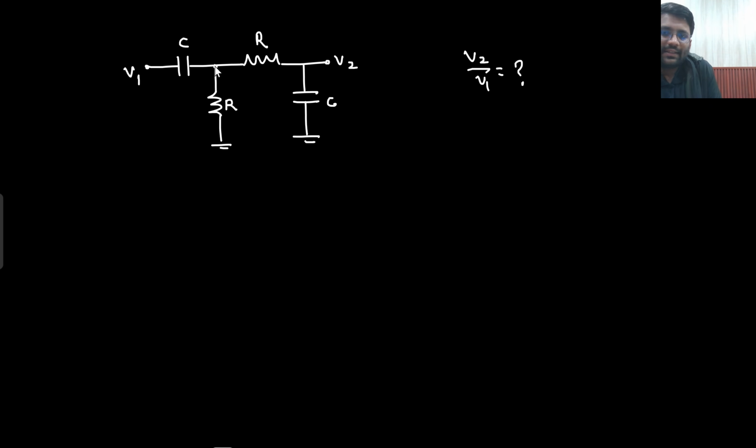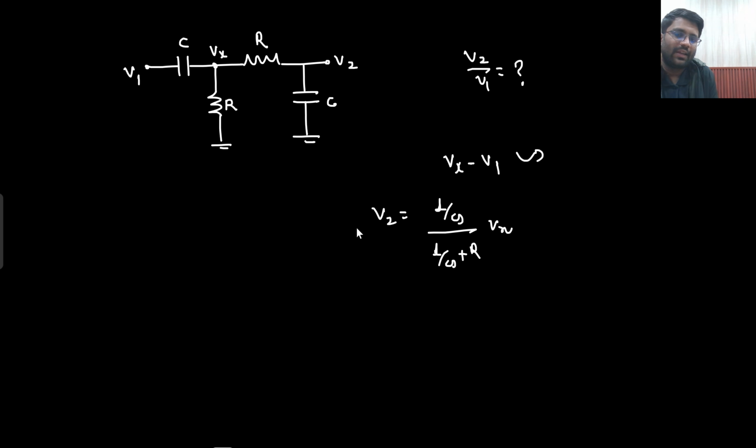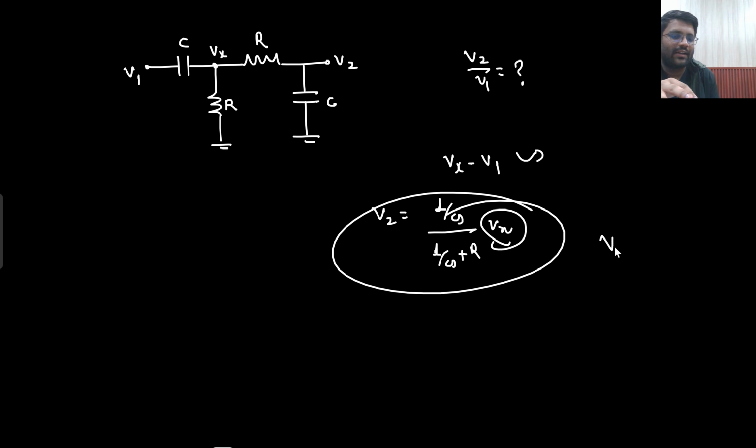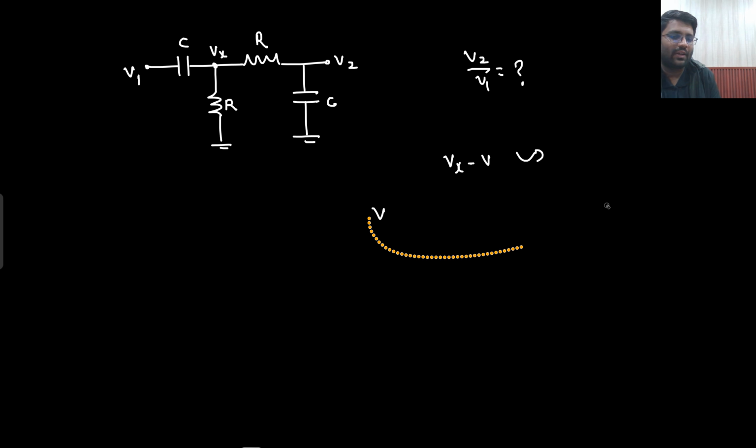What someone would do is assume Vx potential here, then write down the equation Vx minus V1 divided by, then find out the Vx potential. If I know the value of Vx potential, then what is V2? V2 is nothing but 1 by Cs upon 1 by Cs plus R into Vx. So from there he will get V2 in terms of V1, and then from there he can get the value of V2 by V1. So it is simple network analysis. How good you are with network analysis, that will be tested.